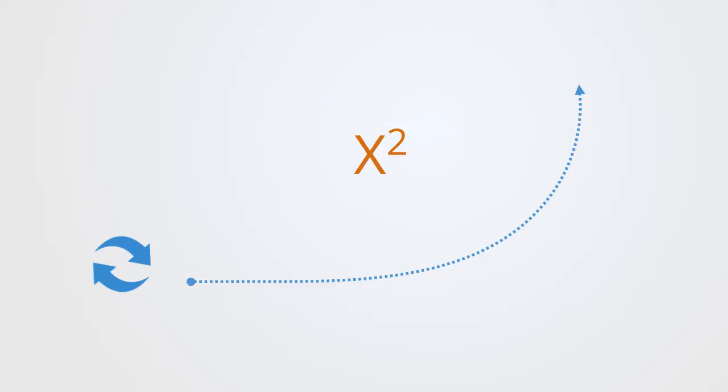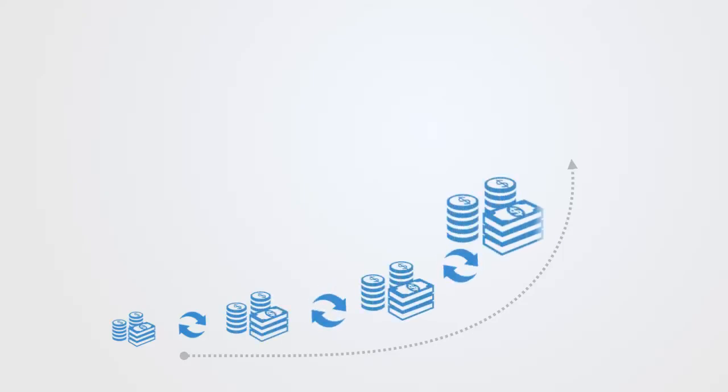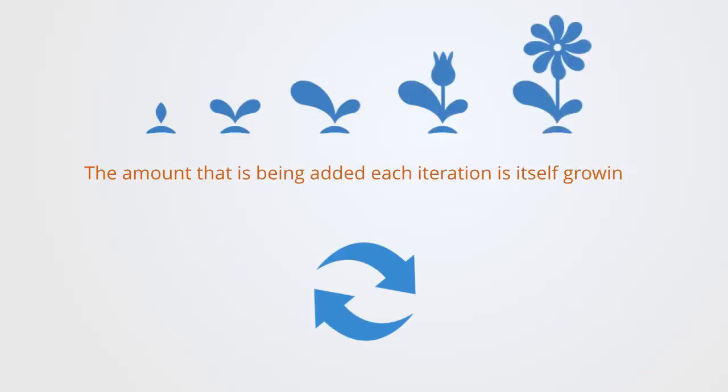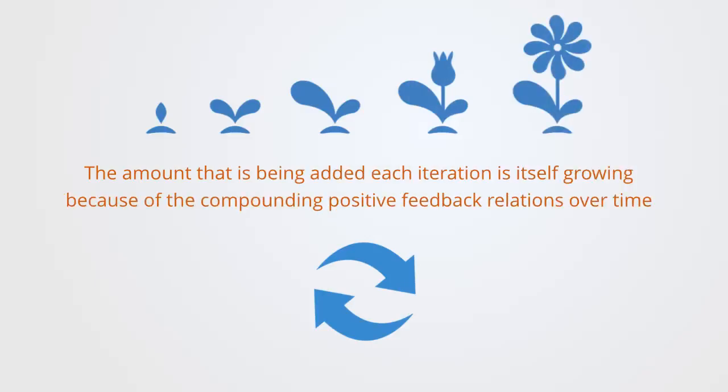The output to the system now is fed in as the input to the future state of the system, and thus the system can build upon itself over a period of time. There is a compounding effect, the classical example of this being compound interest. The current output value of the account is fed into the future calculation, where interest is added to it. This larger amount is then fed into the next cycle, with the same rate of interest now acting on a larger figure, thus producing a larger growth rate. The thing to note here is that it is not just the amount of money that is growing. More importantly, it is the fact that the amount that is being added each iteration is itself growing because of this compounding positive feedback relation over time.